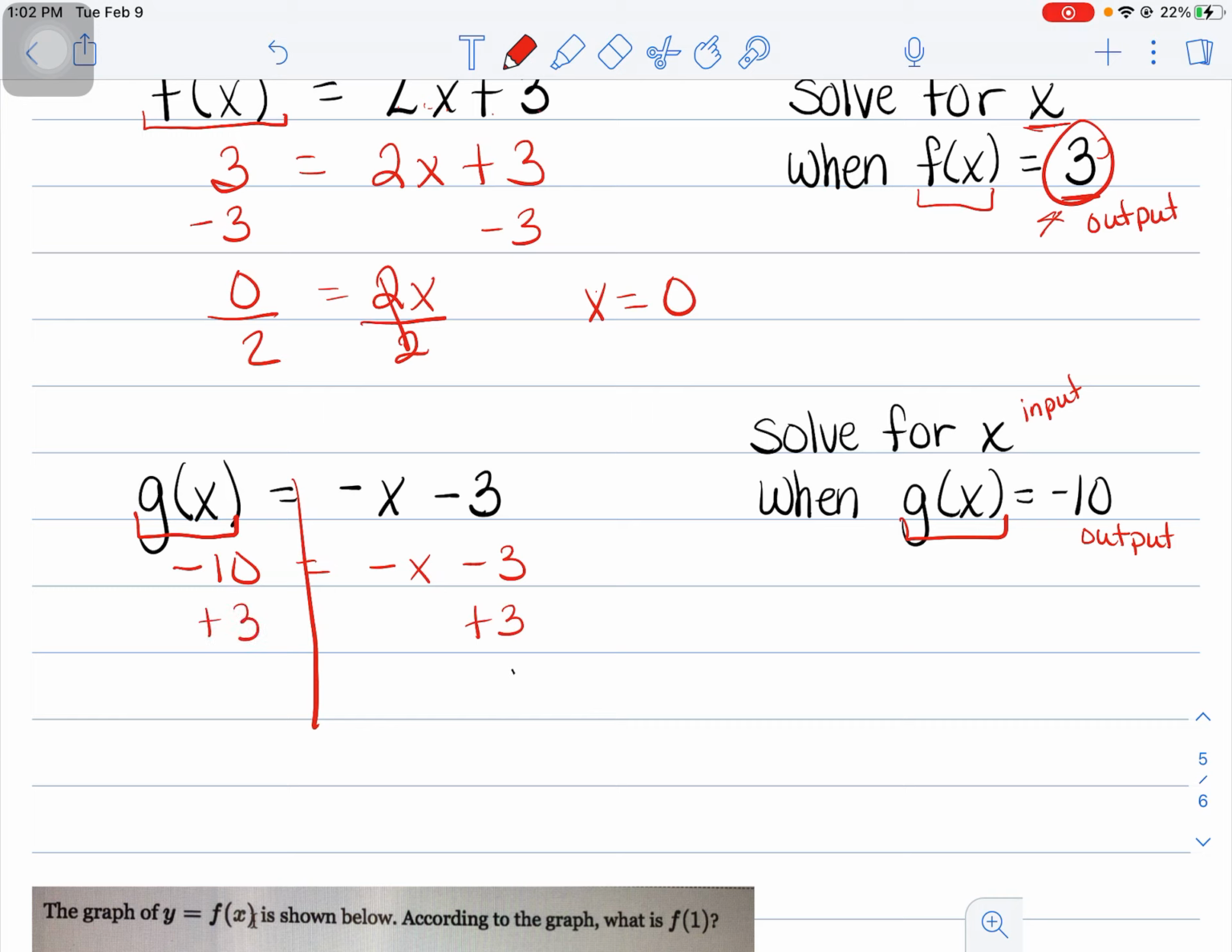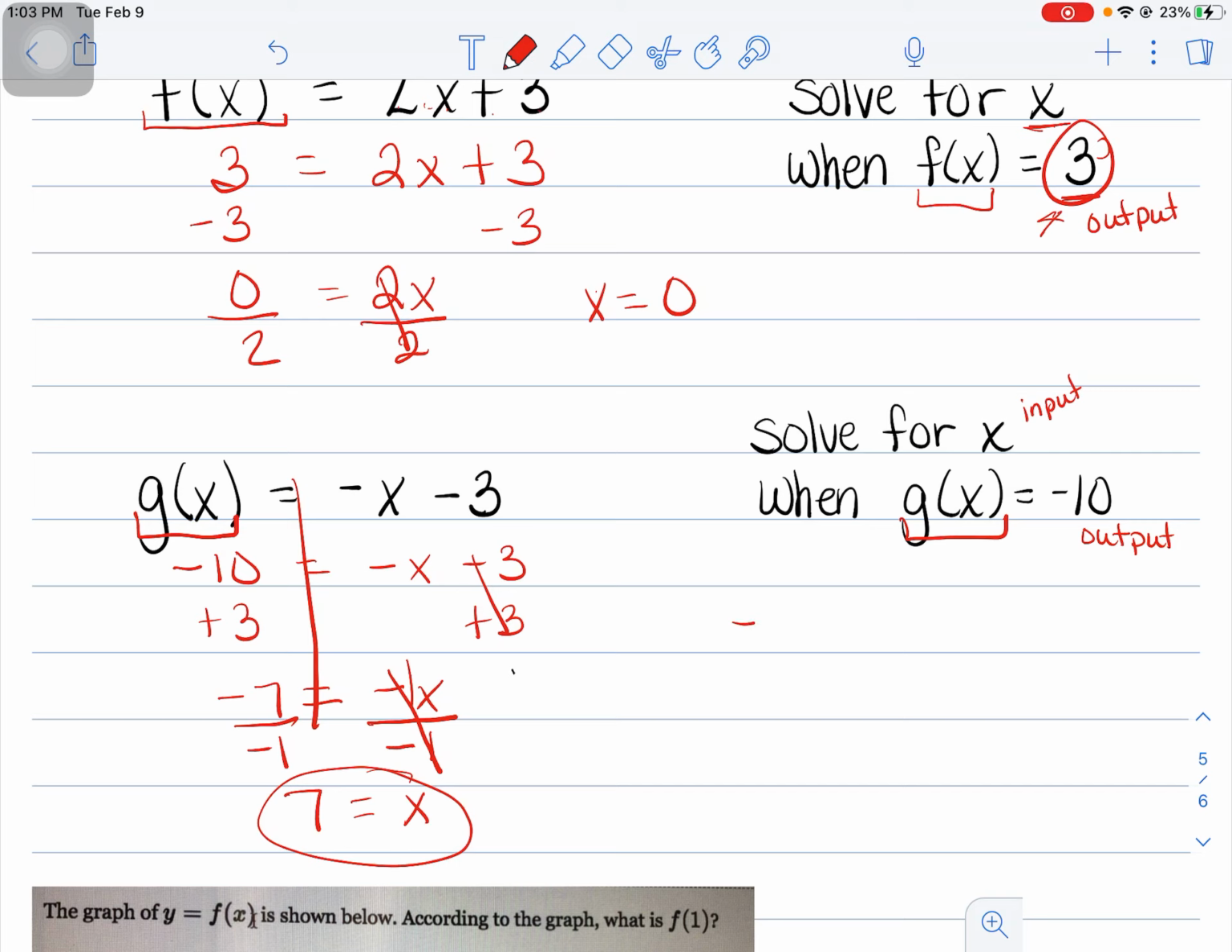So plus 3, a negative 10 and a positive 3 gives me a negative 7 equals negative x. I don't ever want to have a negative variable, so I'm dividing by, remember there's an imaginary 1 there, but it's there. We don't write it because it's not necessary to write. We know it. So divide by -1, divide by -1. This -1, -1 turns into a positive. I'm left with just x. And negative divided by negative is a positive, and I'm left with 7. So my input is 7 when my output is -10.